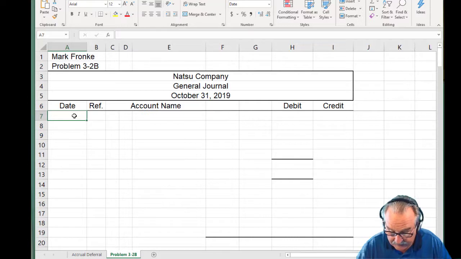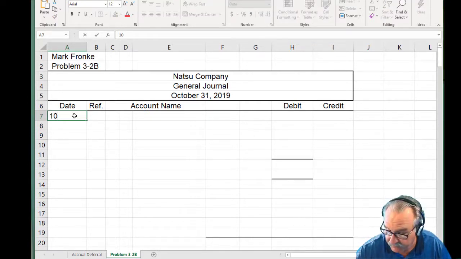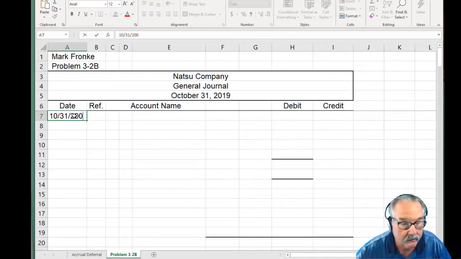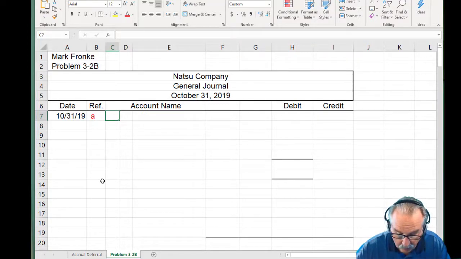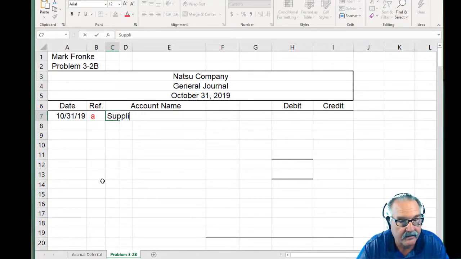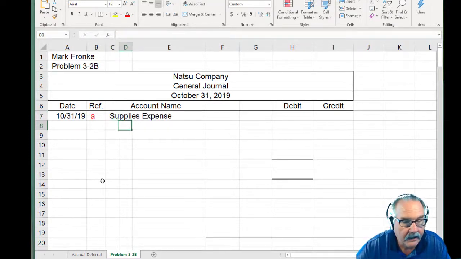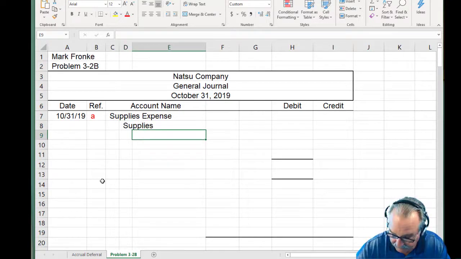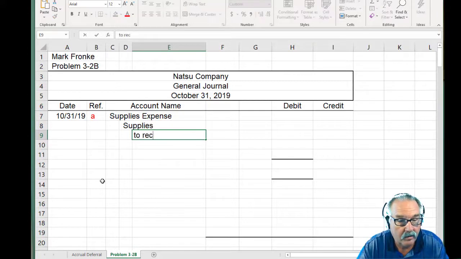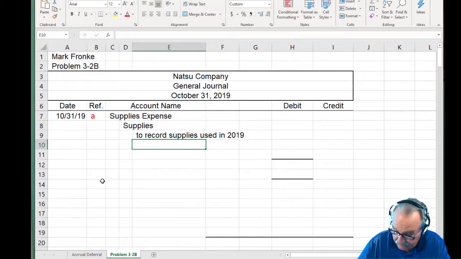And all of these are dated as of the end of the month. So we're going to put 10/31/2020. Actually, I guess I'm using 19. Okay, that's fine. And this is going to be transaction A. I don't know what the journal entry is yet, although I do know it's going to be a debit to supplies expense and a credit to supplies. Supplies is going to go down, and we're going to record this expense. And we'll just say to record supplies used in 2019.